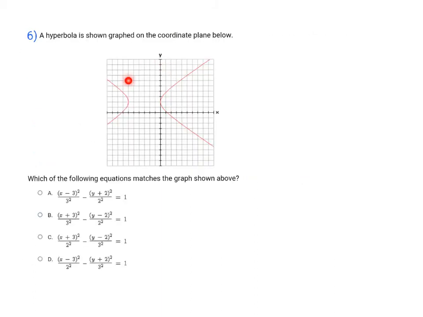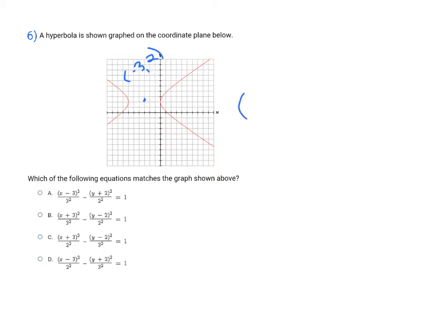This question here gives us the graph, and they want us to find which equation matches this graph that they give us. Well, the first thing we're going to do is find the center. And remember, the center is the point between the two vertices in a hyperbola. So my center point there is where that blue point is, and the coordinates of that is -3, +2.